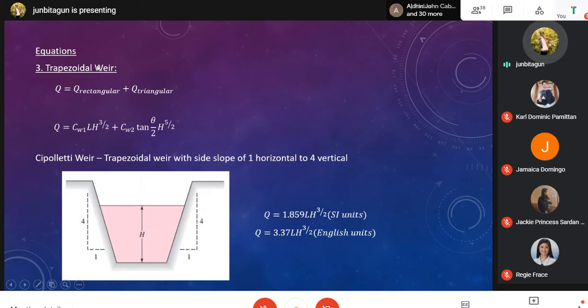So, under trapezoidal weir, meron tayong special na weir. Yung sinasabi nilang Cipolletti weir. So, yung Cipolletti weir, yung side slopes niya is 1:4. 1 horizontal, 4 vertical. Okay? So, ito naman yung equations niya. So, pag sinabing Cipolletti weir, pwede nyo gamitin yan. Nasabi na agad yung side slopes.